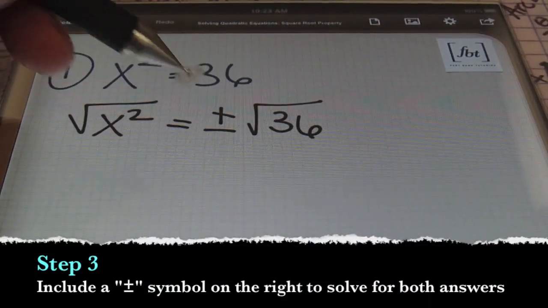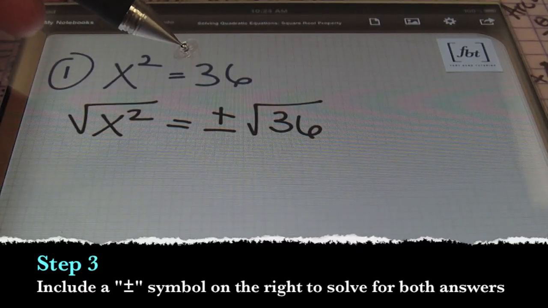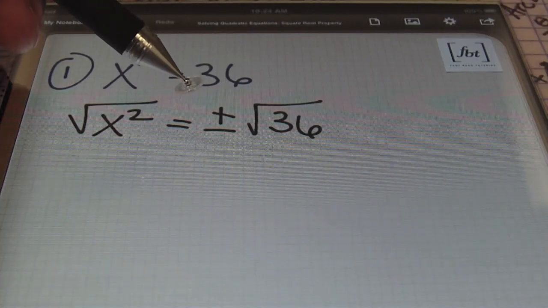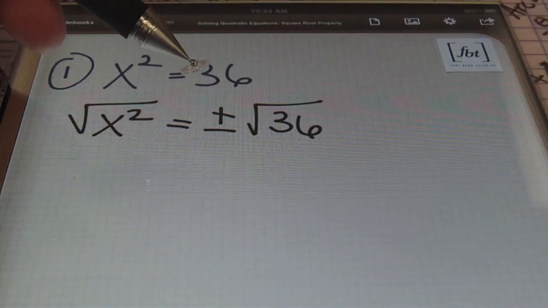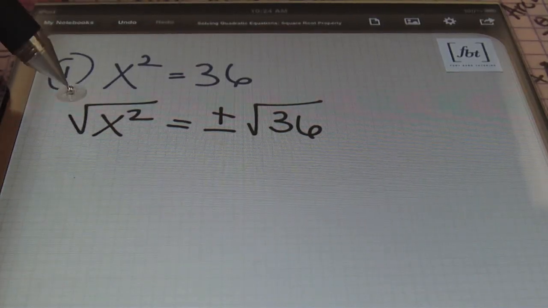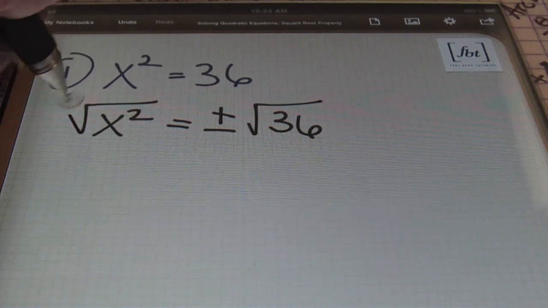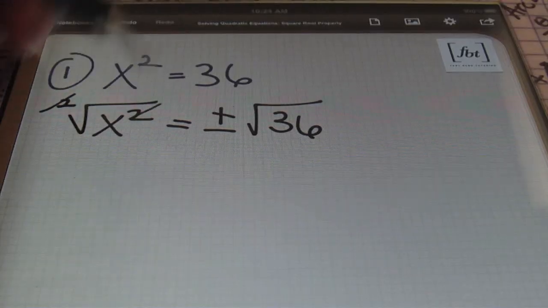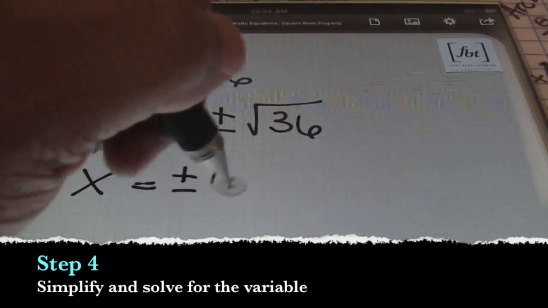So when you're taking the square root of both sides of an equation, the other side of the equation, you have to have the plus or minus symbol. The reason for that, ladies and gentlemen, is because the negative version squared and the positive version squared will also give you 36, and I'll show you that once we get our answer. So the square root of x squared is just x. Remember that the index on a square root is 2, and basically these 2's here will cancel out to give you x equals plus or minus 6.